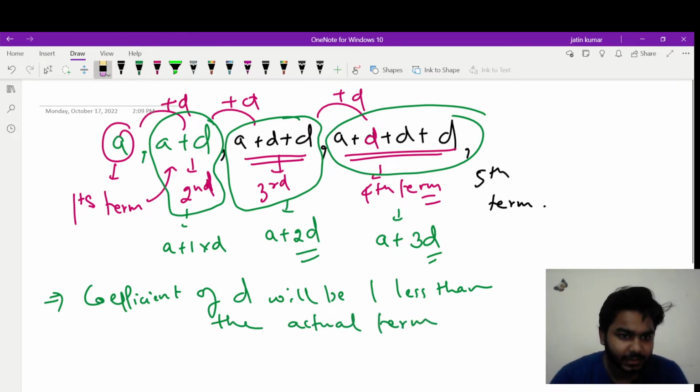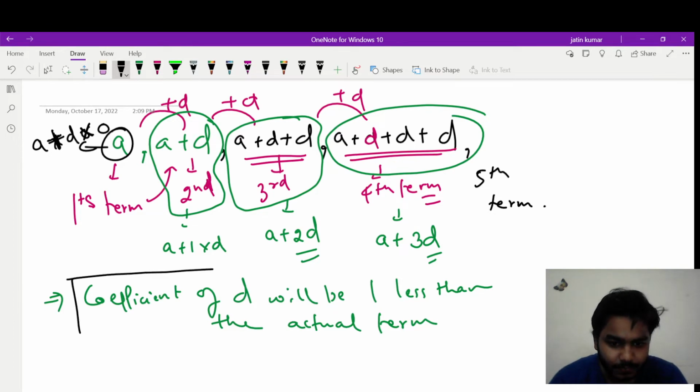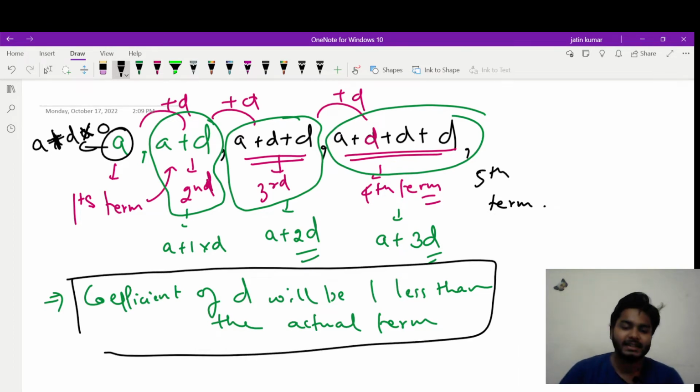Similarly, if you see here, a is the first term. Can I write a in the form of a plus d into 0? Because d into 0 is 0 only, and we will get a only. So I can write the first term as a plus d into 0, and you see it is the first term, but the coefficient of d is 1 less, that is 0. The second term will be a plus d. The third term will be a plus 2d. It is the third term, but the coefficient of d is 1 less, that is what I have told you. The coefficient of d will be 1 less than the actual term.